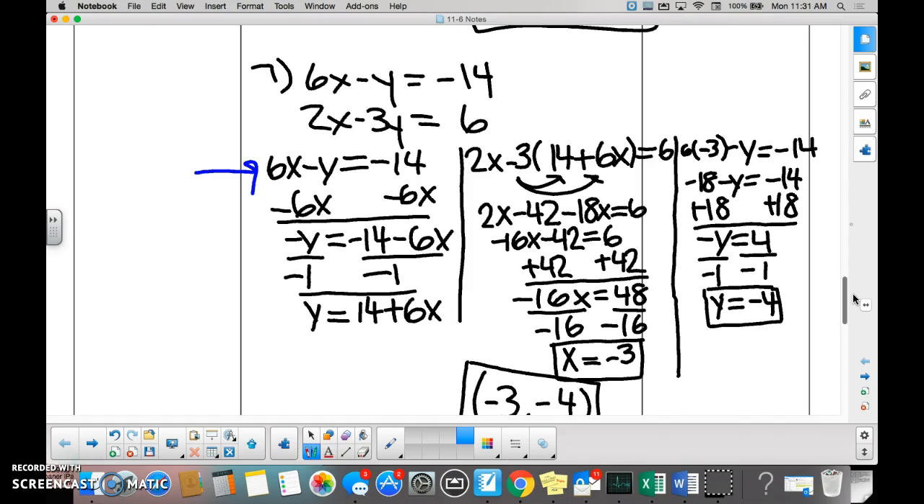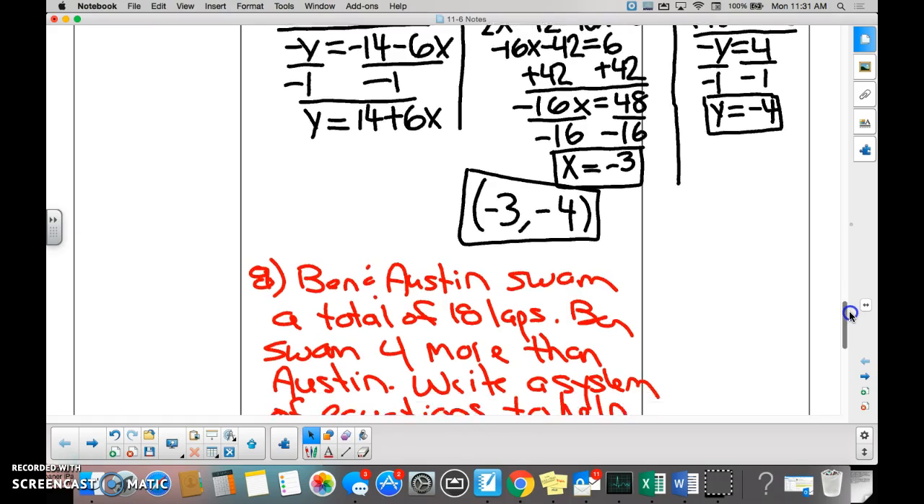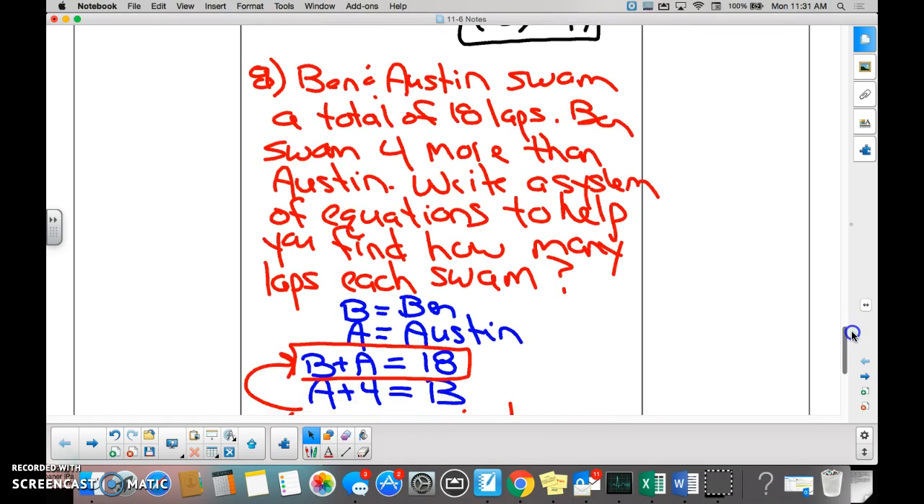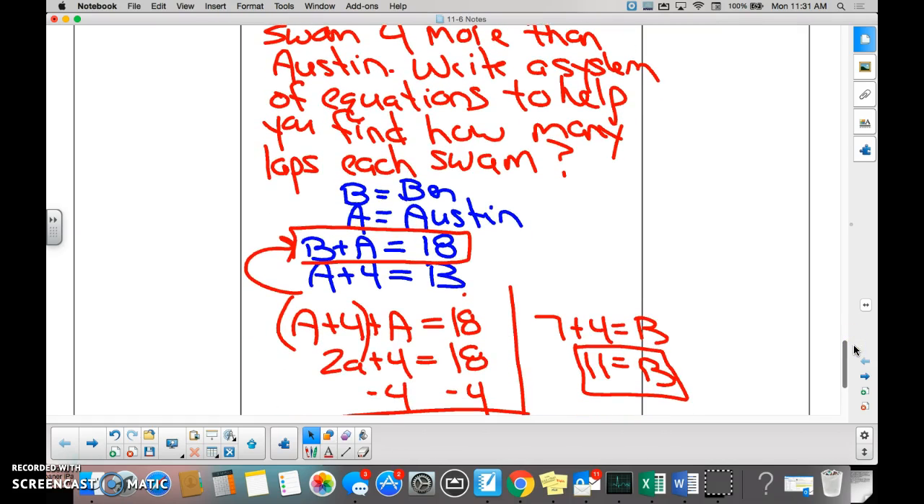And then I'm not going to talk about this one, I would just make sure you understood how we wrote our own system with number 8 on a word problem. The most challenging, difficult part, once you understand systems of equations, is probably going to be writing your own system.